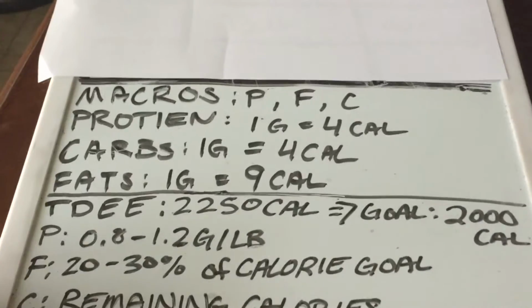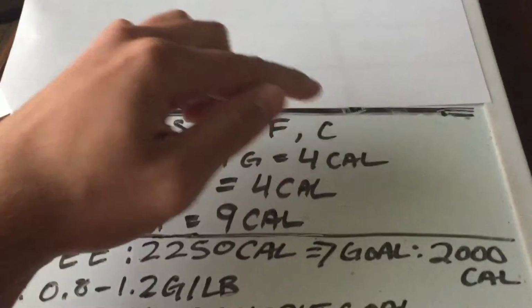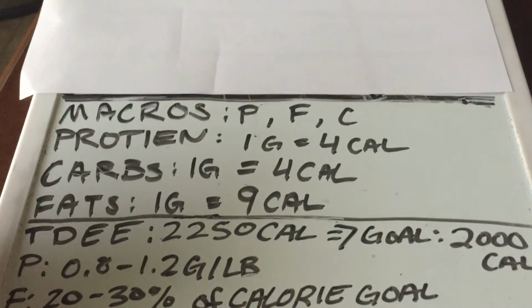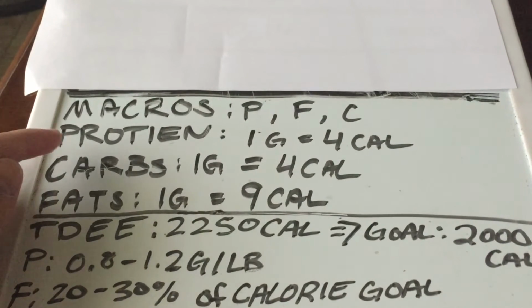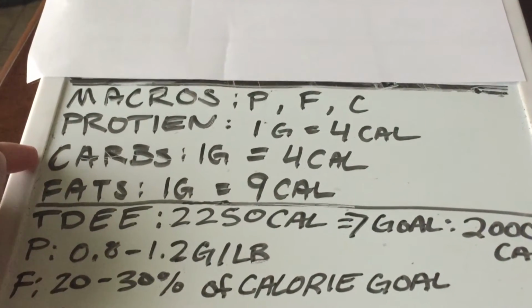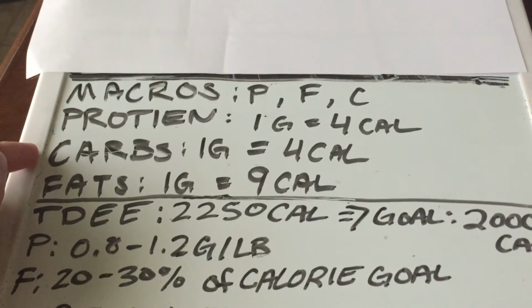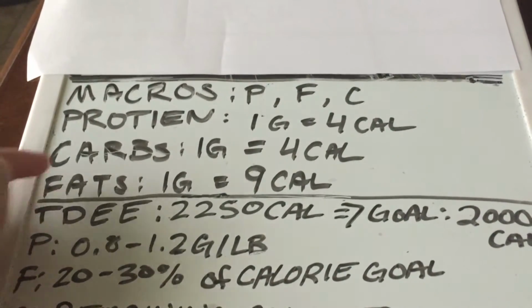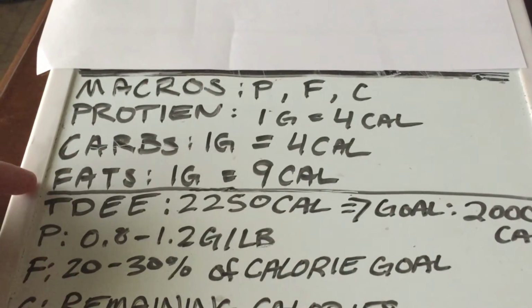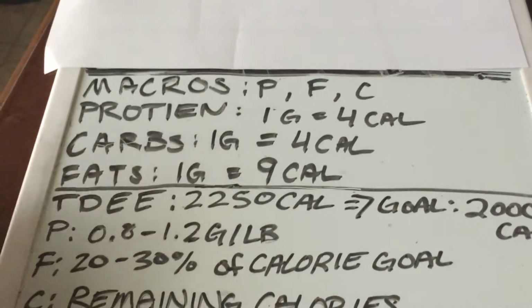Alright, so we have our 3 macronutrients, proteins, fats, and carbs. And now we have to understand that each macro is not created equally in terms of calories. So 1 gram of protein is equal to 4 calories. 1 gram of carbohydrates is also equal to 4 calories. But 1 gram of fat is equal to 9 calories. So we need to understand that fats are more calorically dense than proteins and carbs.